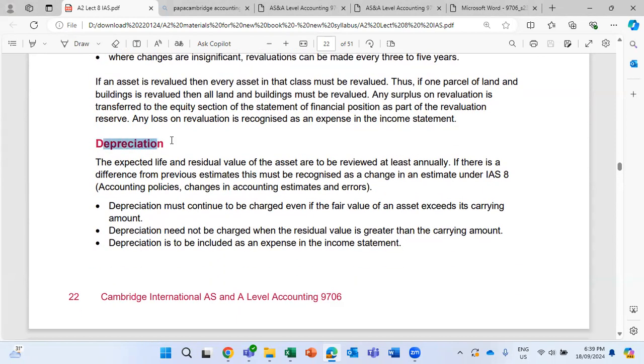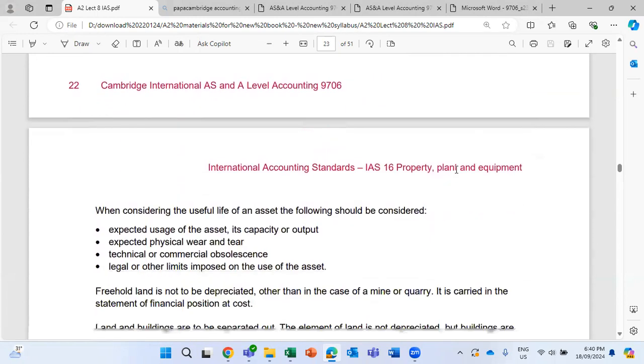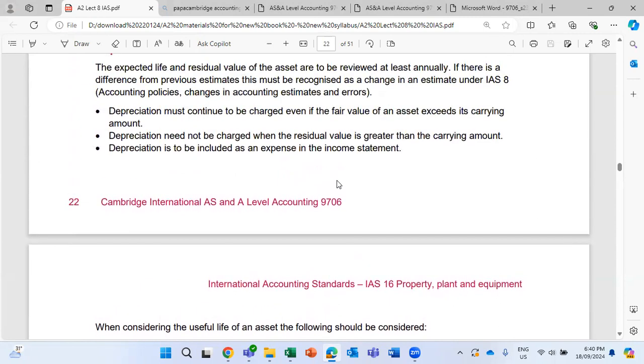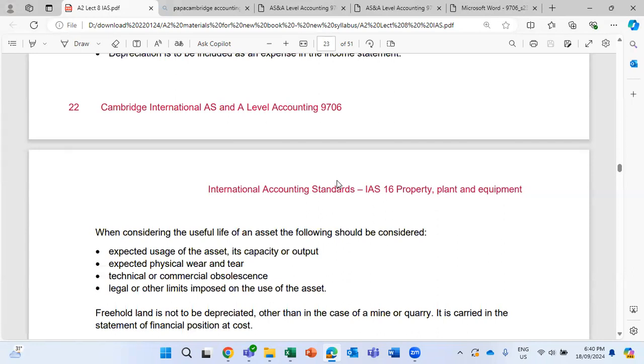Okay, this section talks about depreciation. Well, you've already studied depreciation. So depreciation refers to the loss in value of a non-current asset. In calculating depreciation, one of the components that we need to consider is the useful life of the asset. When considering the useful life of an asset, these few points should be considered: the expected usage of the asset, its capacity or output, the expected physical wear and tear, right? Is there any technical or commercial obsolescence? Meaning, is the asset going to go out of use? Okay. Legal or other limits imposed on the use of the asset. So after considering all this, then we can decide on the useful life of the asset.